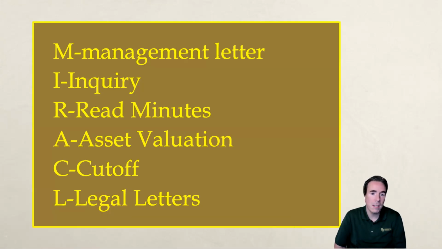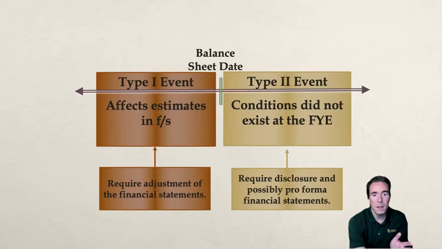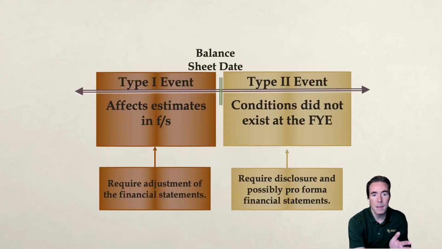So how will you actually discover subsequent events? There's a nice little acronym on some of the procedures you'll go through to help discover them. So pay particular attention to this when you're going back studying on the difference between type 1 and type 2 events. You're going to see this tested explicitly and repeatedly. Is this a type 1 event? Is this a type 2? And so best of luck.